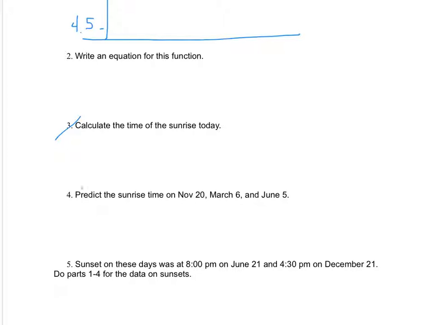So you're going to cross out 3, you're going to cross out 4, and you're going to cross out 5. So for this problem, you're just going to draw the graph, you're going to write your equation, and you're going to be done. All right, then we're going to move on to number 2. Now, unfortunately, the graph for number 2 is on the front.